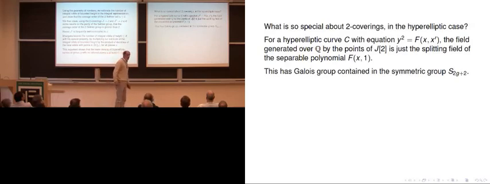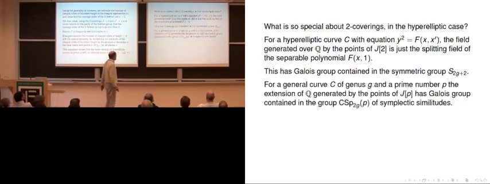So you're getting an extension where the Galois group is contained in the symmetric group. Now, on the other hand, if you take a general curve of genus g, and you take a general prime number, and you look at the Galois group generated by the points of the p-torsion, you'd expect it to be the full group of symplectic similitudes. That would be a generalization of Serre's theorem for elliptic curves, because the only structure on the p-torsion for a general curve and general p is the Weil pairing.